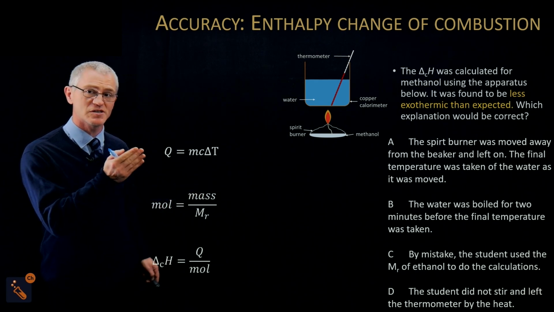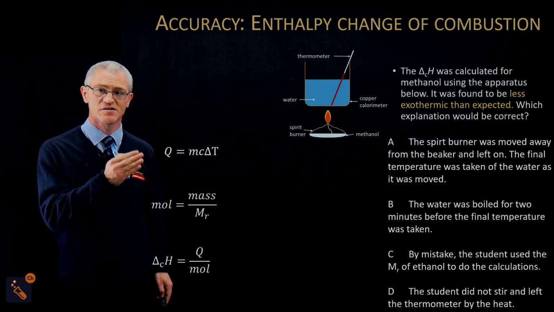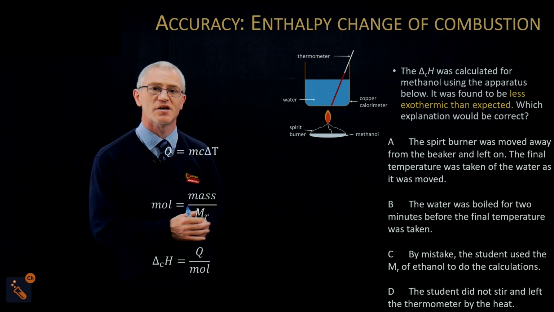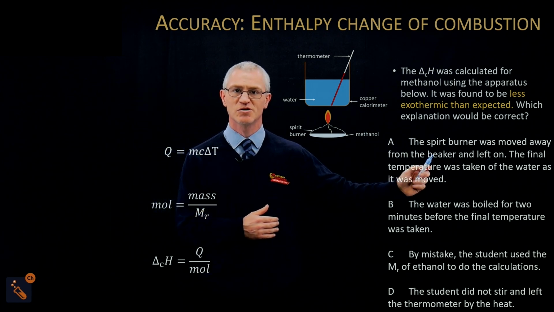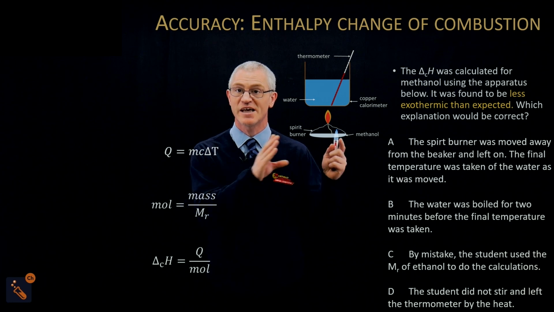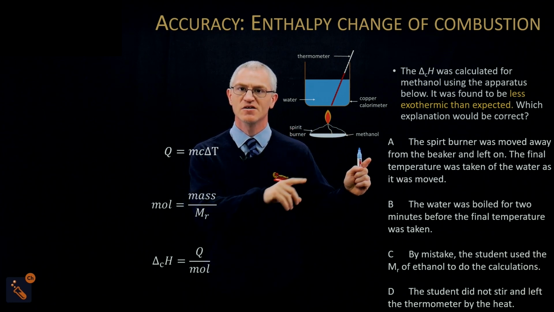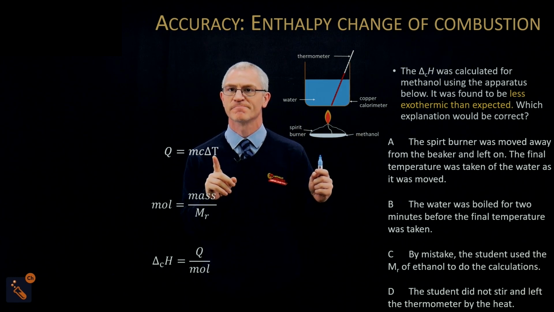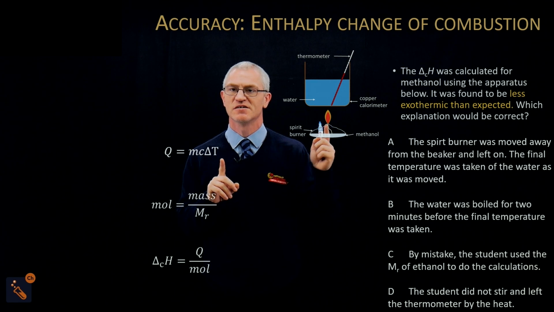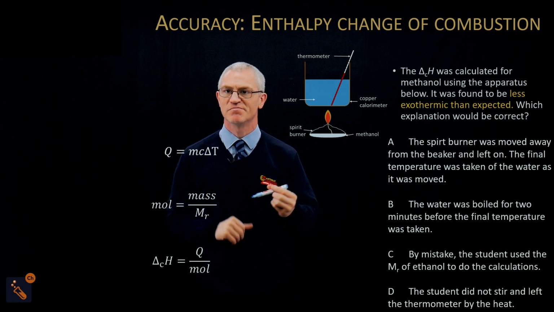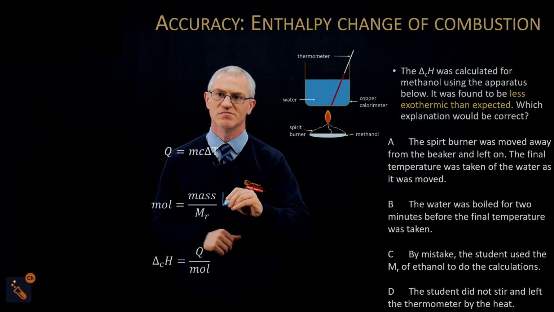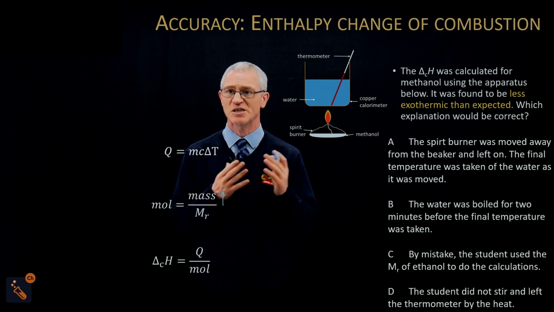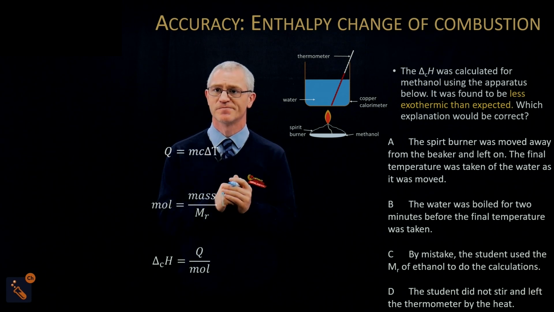So the method of doing it is just put the equations out and monitor which bits move according to which scenario. So what does that mean? So what that means is here we've got A, the spirit burner was moved away from the beaker and left on. So it was left on. So it's moved and left on. The final temperature was taken of the water as it was moved. So as it was moved, I took that temperature which goes here. So I took the temperature which goes here and I moved it away, and I continued burning the fuel. That means the mass of the fuel burnt, which is here, that's going to be higher than you would expect. So it's going to be higher than you would expect because you're keeping on burning it.